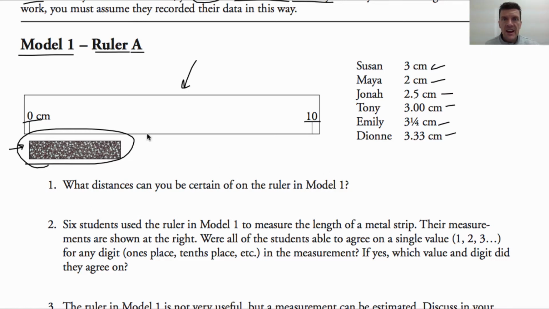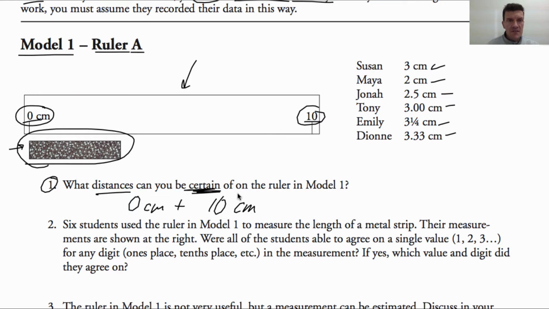So we analyzed the model, we made some observations. Now let's look at the beginning questions. What distances can be certain of on the ruler? Well, the only distances you can be certain of would be if something was at 0 or something was at 10. So 0 centimeters and 10 centimeters are your certain values on that particular ruler. Six students used the ruler in Model 1 to measure the length of a metal strip. That's your metal strip as mentioned. Their measurements are shown on the right. Here they are.